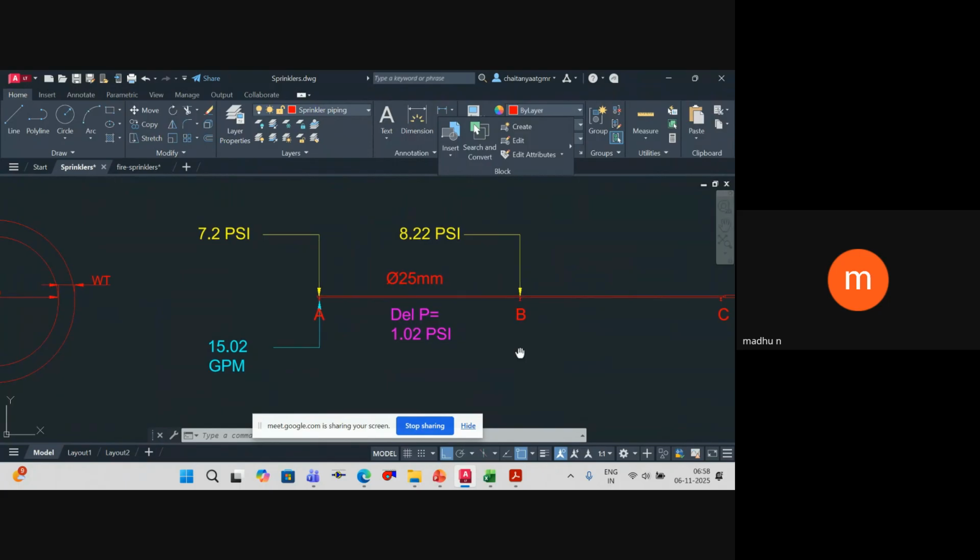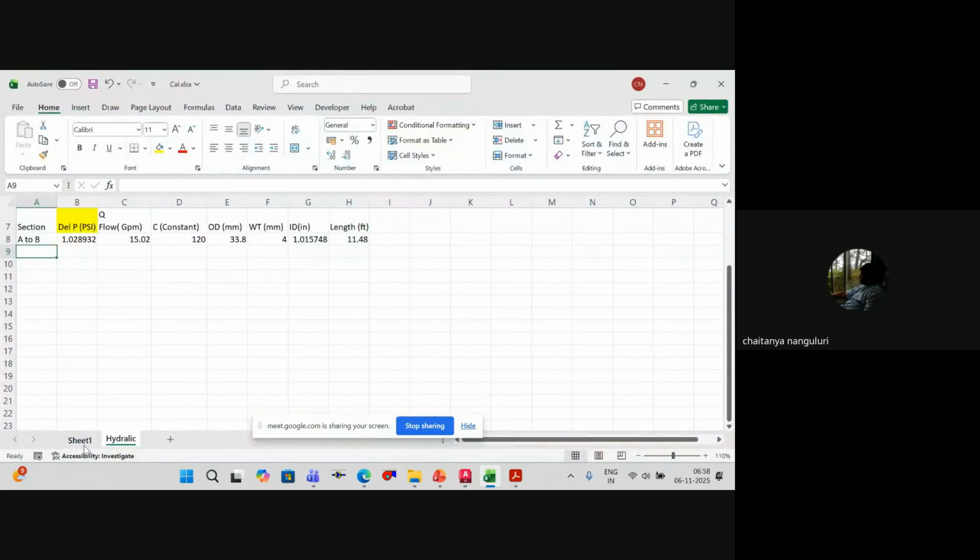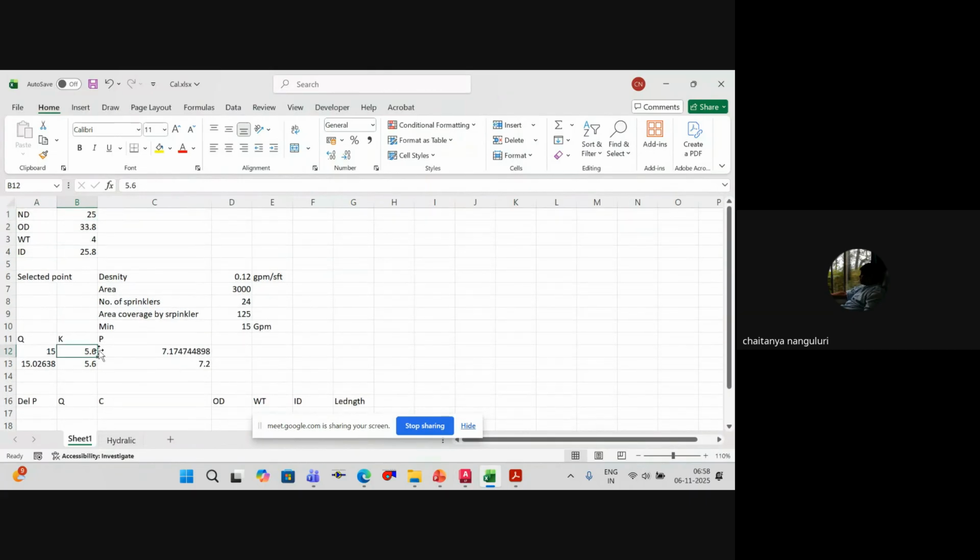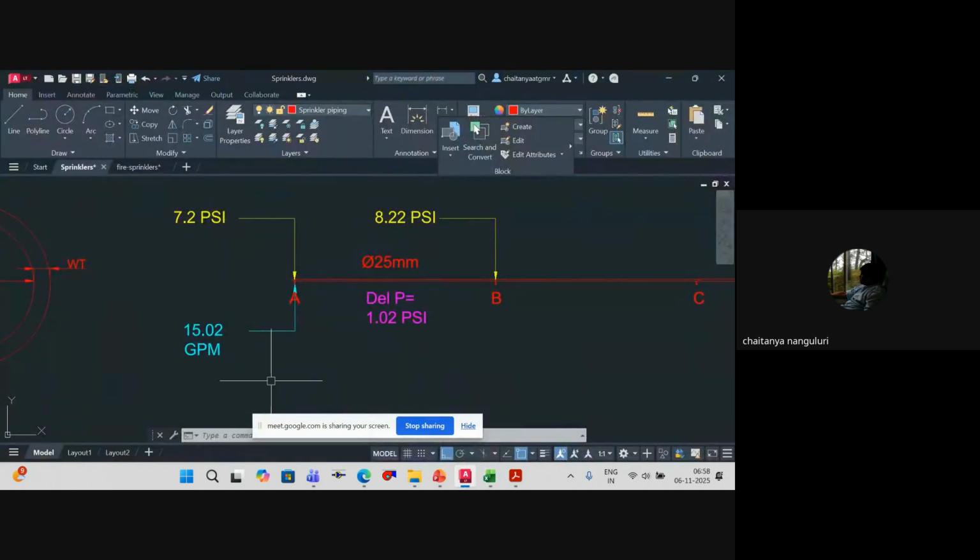For that, we use the formula again, Q is equal to K root P. What is the pressure I've got here? 8.22. If we give 8.22, automatically the flow rate is 16.055 GPM.